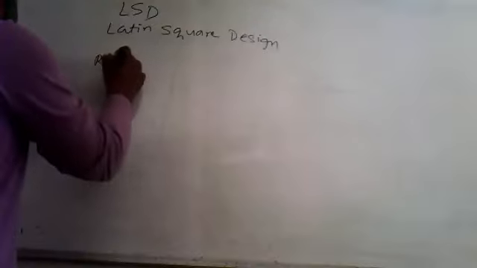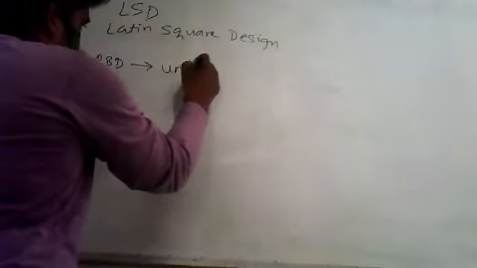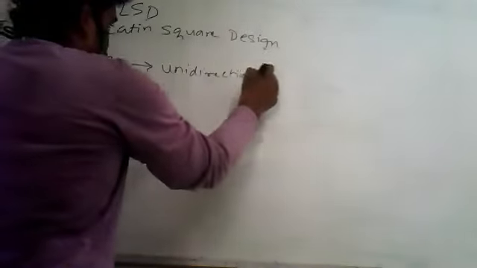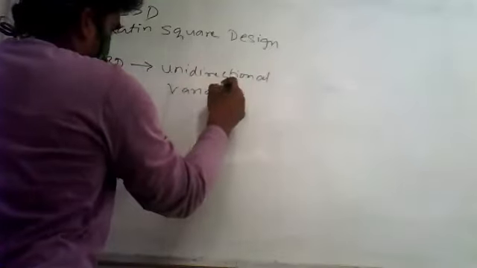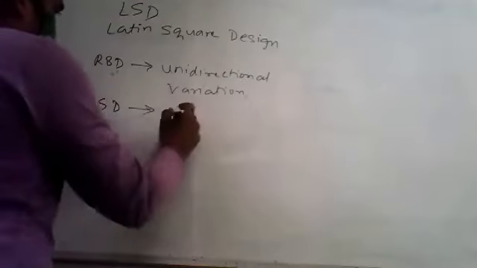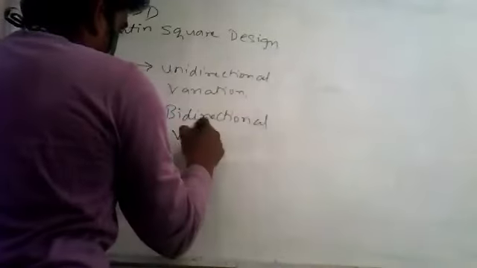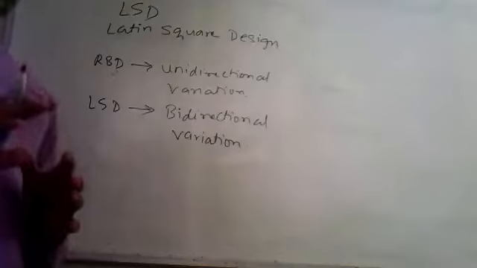So this design we have seen that RBD is used when there is unidirectional variation. Means variation is only in one direction. While LSD design is used when there is bidirectional variation. Means variation is moving in two directions, or experimental units can be categorized according to the two characteristics.